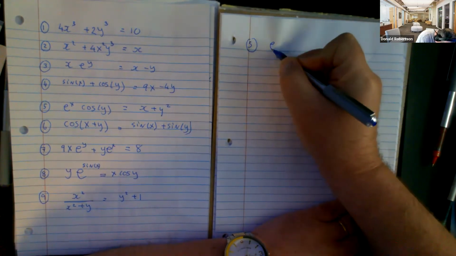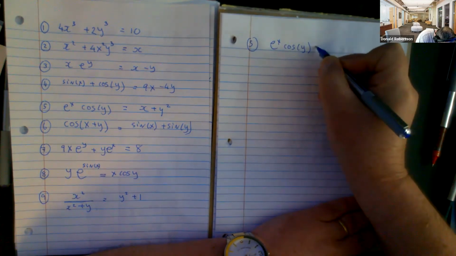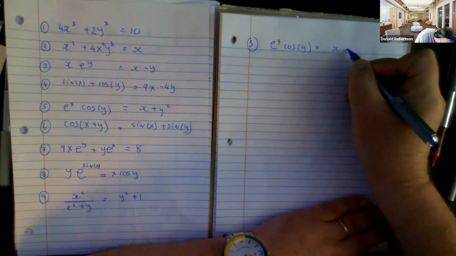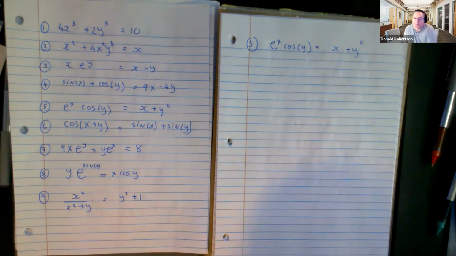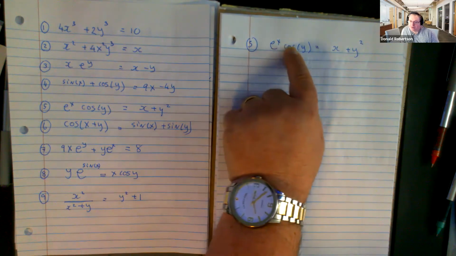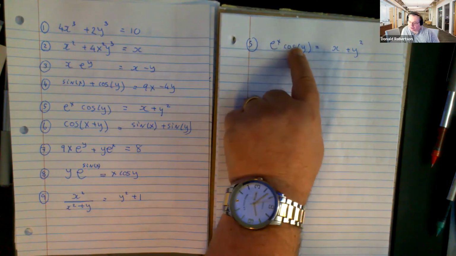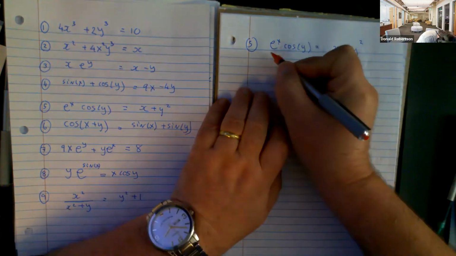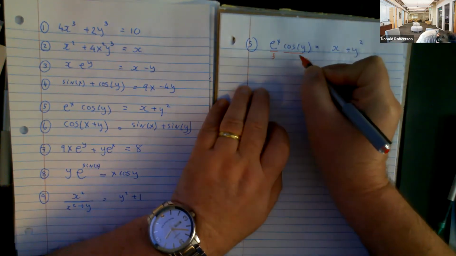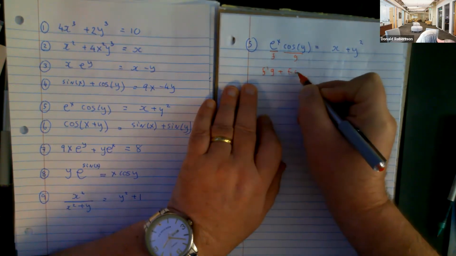So here we're going to have e to the x cosine of y equals x plus y squared. Would you agree that we need to do a product rule on this side? Right, e to the x cosine y. You agree that's a product rule. So I'm going to call this guy f. I'm going to call this guy g. We're going to do a product rule on the left-hand side.